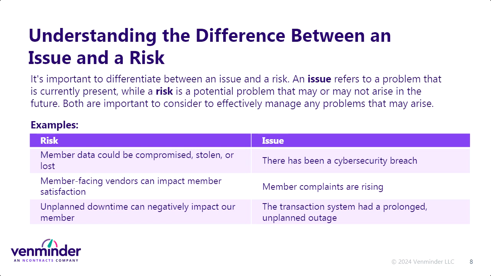It has actually happened. So again, an issue is something that is currently present, whereas a risk could be a potential problem that may or may not ever happen.